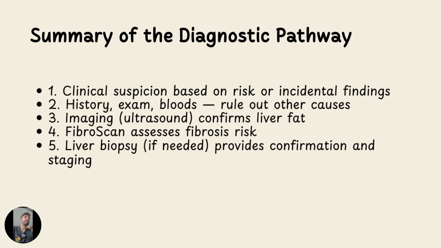And to summarize today's session, once you've got clinical suspicion based on your risk or incidental findings, we're likely to take a history, examine bloods, and rule out any other causes. Some level of imaging, ultrasound, and maybe a FibroScan. And then, if needed for advanced assessment, likely to have a liver biopsy done.